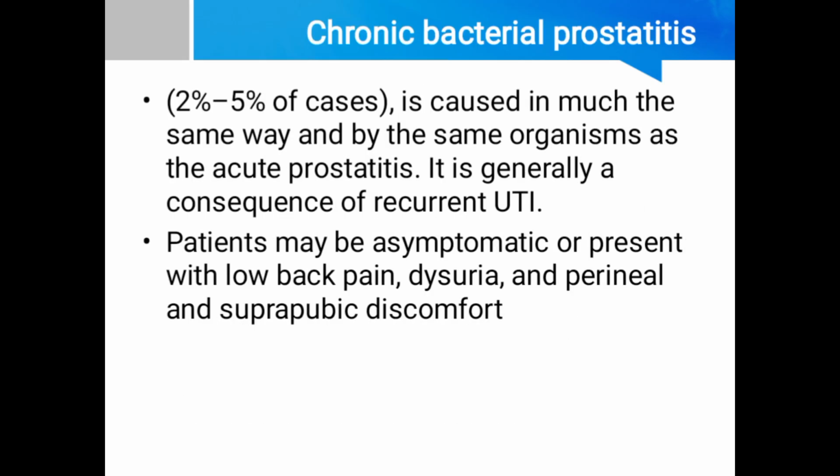Chronic bacterial prostatitis can occur in 2 to 5% of cases. It is caused in much the same way and by the same organisms as acute prostatitis. It is generally a consequence of recurrent UTI. The patient may be asymptomatic because it is chronic inflammation, or present with low back pain, dysuria, and perineal and suprapubic discomfort.